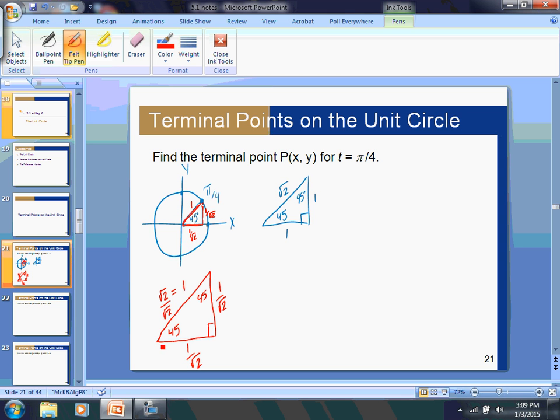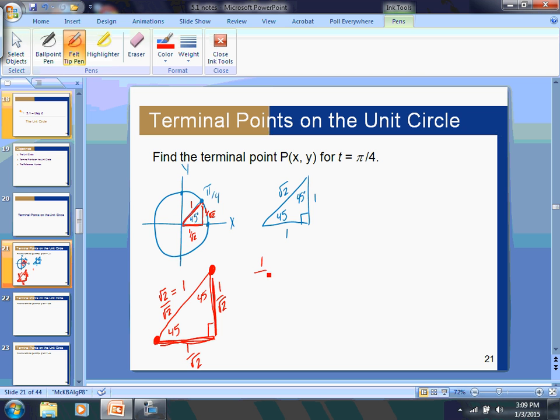So this is the distance that I'm going to be traveling on the x-axis, and this is the distance I'll be traveling on the y-axis to get to my terminal point at pi over 4 degrees. So this is the center of my circle. That was 0, 0, and then this is my terminal point. So I'm going to travel 1 over the square root of 2, and 1 over the square root of 2.